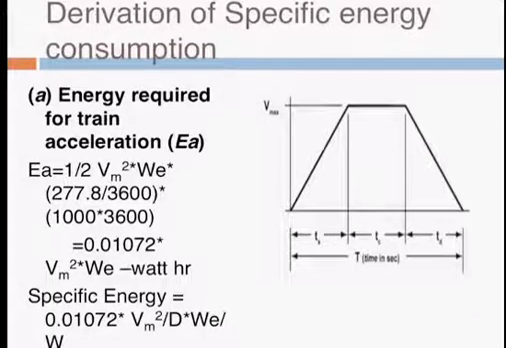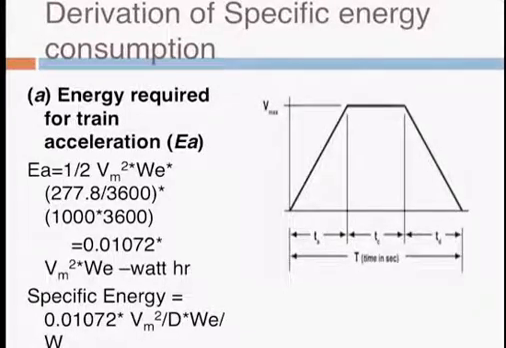The final equation which we will get for energy required during acceleration will be 0.01072 multiplied by Vm square divided by D multiplied by We divided by W. If you remember the equation of tractive effort which was required during acceleration, that is, the force required during acceleration, we get this equation from that.